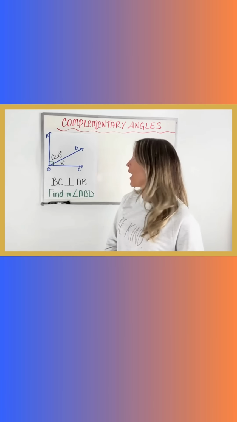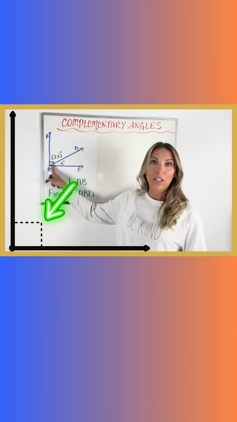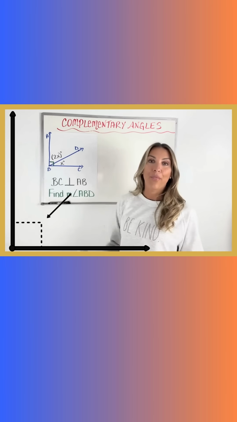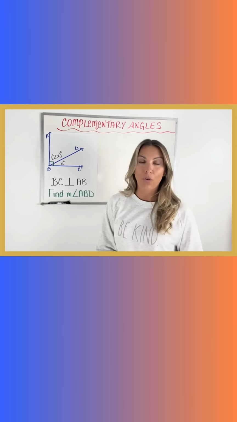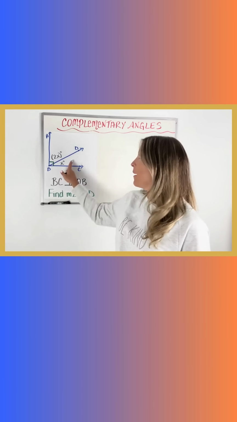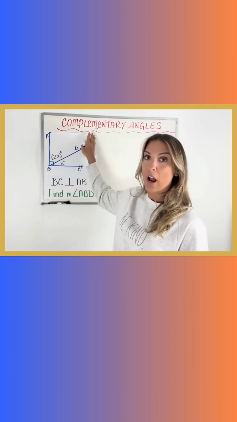The first and most obvious sign is this box in the corner of an angle. If you see that, that indicates a 90-degree angle. So if two angles add up to make a 90-degree angle, those angles are complementary.